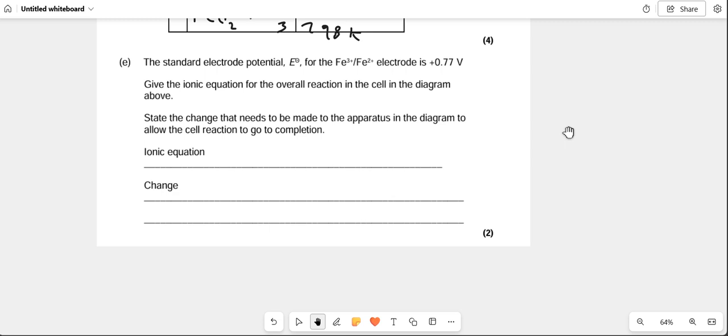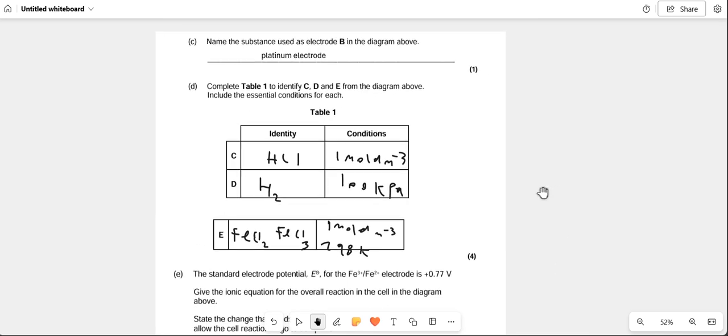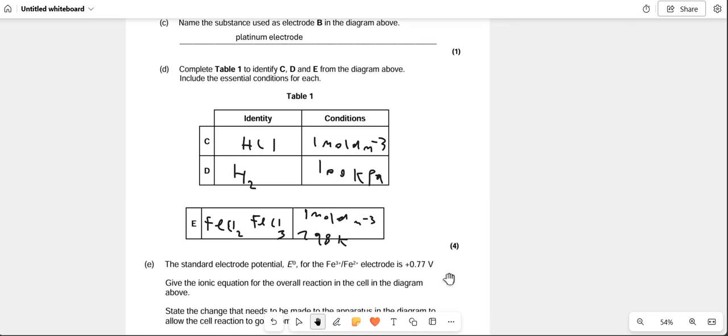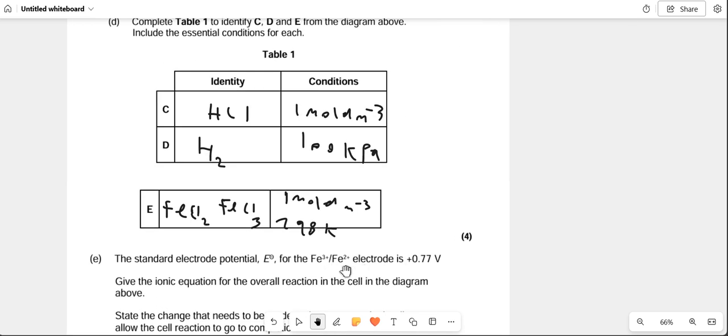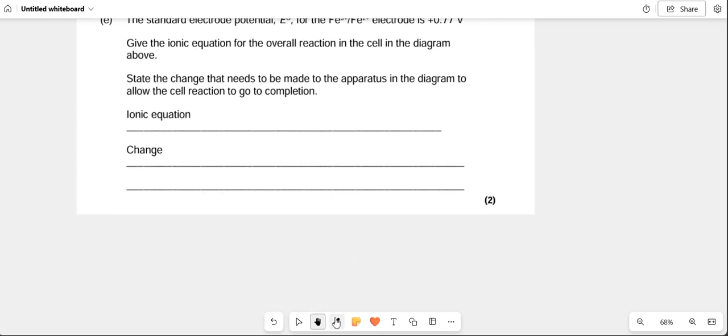Give the ionic equation for the overall reaction in the cell in the diagram above. State the change that needs to be made to the diagram to show the reaction going to completion. Okay, cool. So the ionic equation. Fe is 0.77 and the other one is smaller, it's 0. So therefore Fe3 plus is going to be reduced, going from Fe3 plus to Fe2 plus.